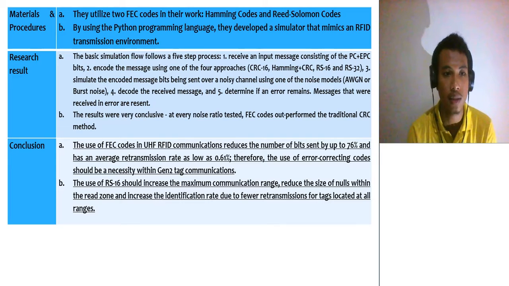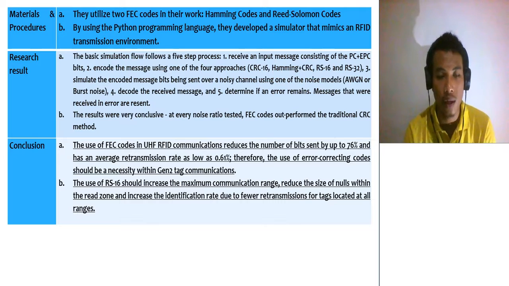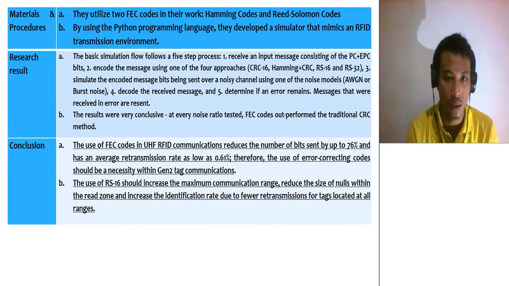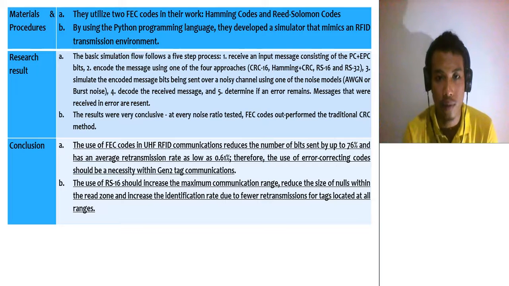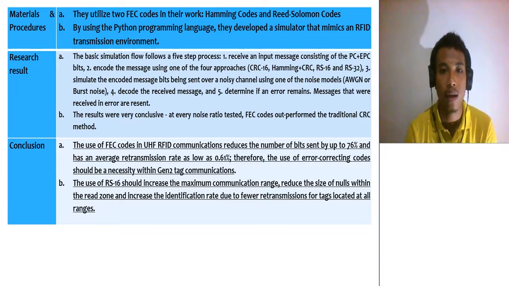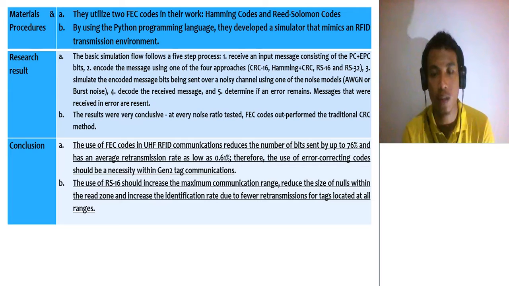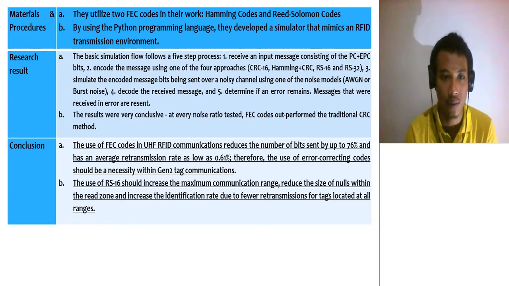And then the result of this paper, there are two results. Number one, they get a 5-step process of the basic simulation flow. Number one is receive an input message, number two encode the message, number three simulate the encoded message, number four record the received message, and number five determine if an error remains.